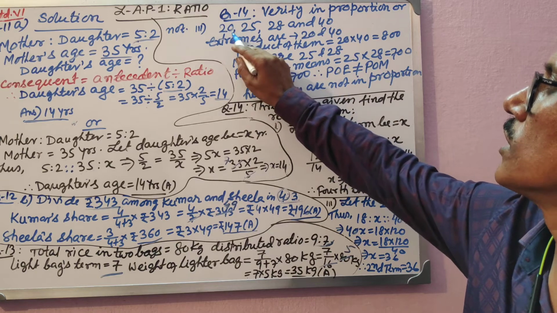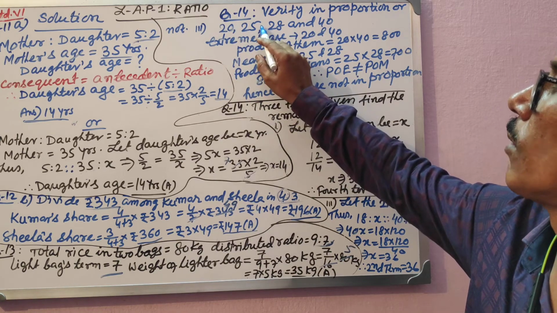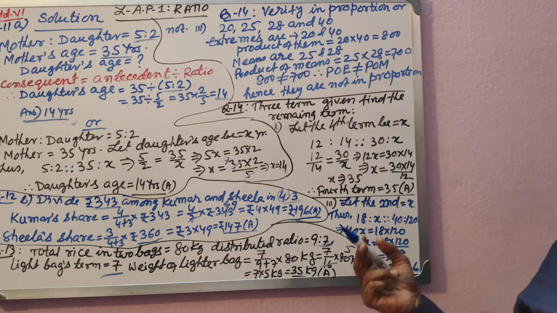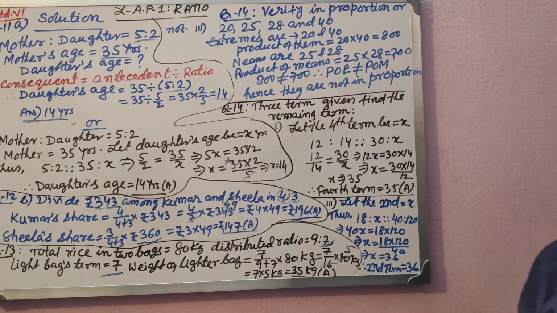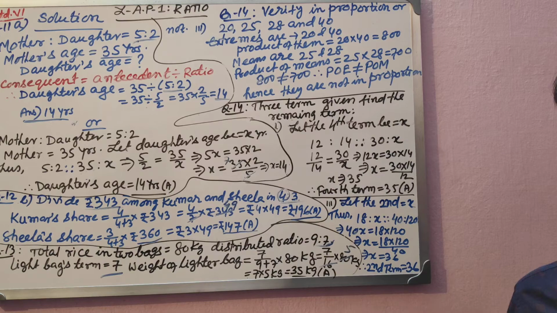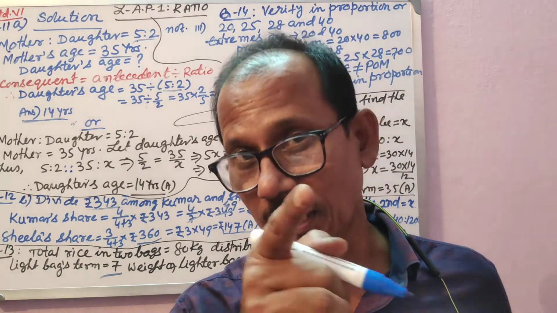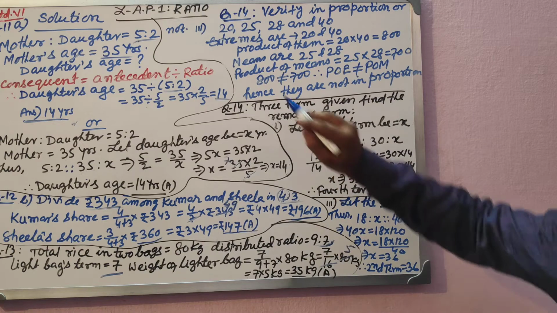There are the 4 terms. So 20:25 will be proportional to 28:40 or not, just see. You can very well do this. What is the formula we have learned for proportion? Forgot? Product of the extremes is equal to product of the means. Keep it in mind.